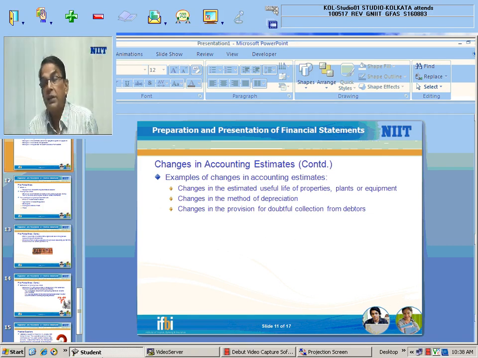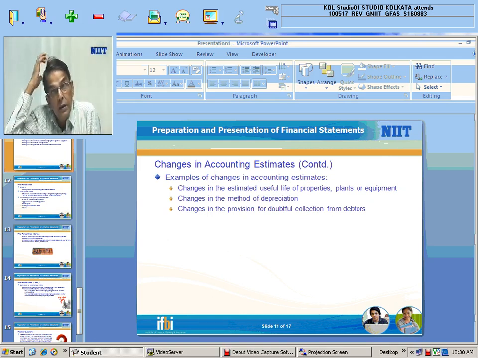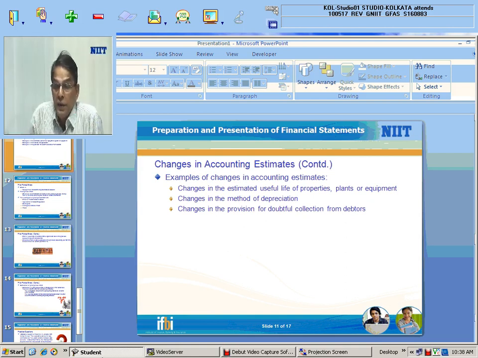So this is nothing but a change in accounting estimate. The changes in the estimated useful life of property, plant and equipment is considered a change in accounting estimate. Changes in the method of depreciation, straight line method or WDV, is not a change in accounting policy, it is only a change in method of depreciation. It's a change in accounting estimate. Similarly, changes in the provision for doubtful collection from debtors, that is also a change in accounting estimate.